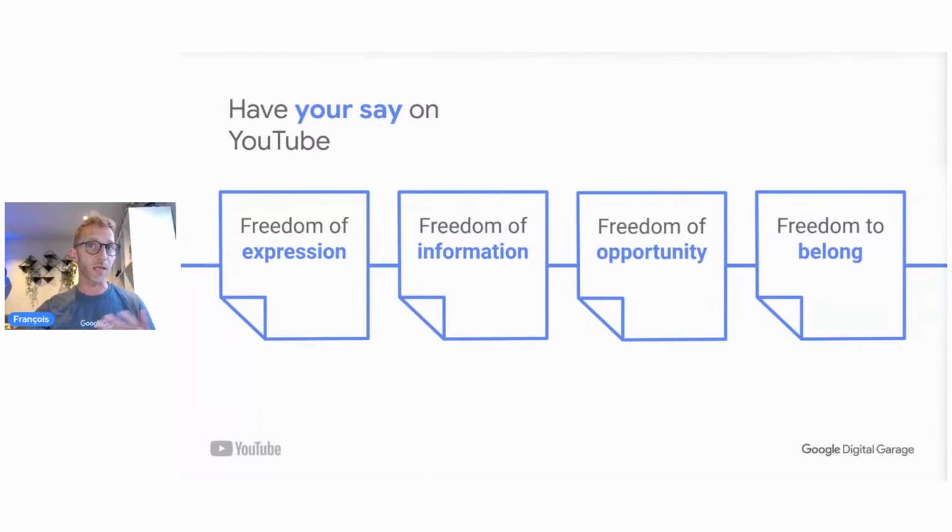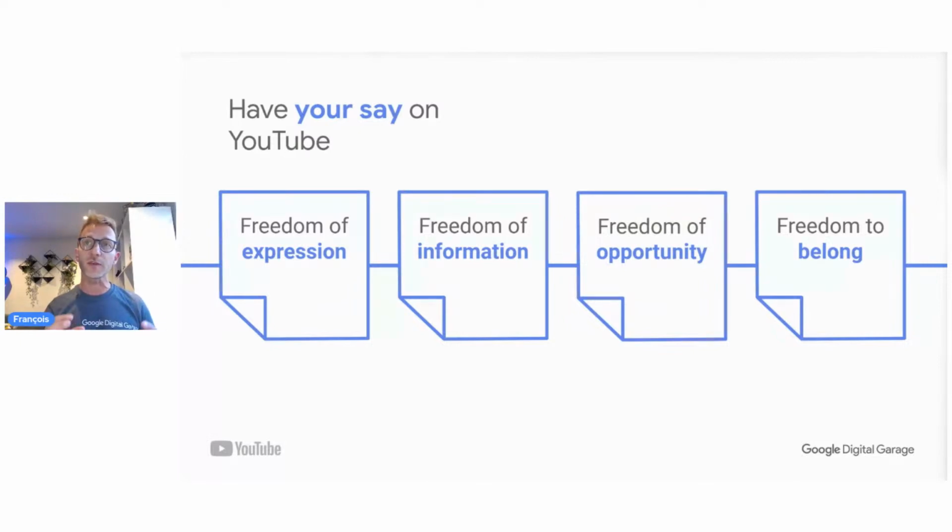Freedom of opportunity: anybody has the opportunity to share their passion, has the opportunity to watch people's passion, and people as well decide what is popular. They are not gatekeepers, they are really making the decision by themselves for what is on YouTube. Freedom to belong: everybody should be able to find communities for support, to break down barriers, transcend barriers, and come together around shared interests and passion.